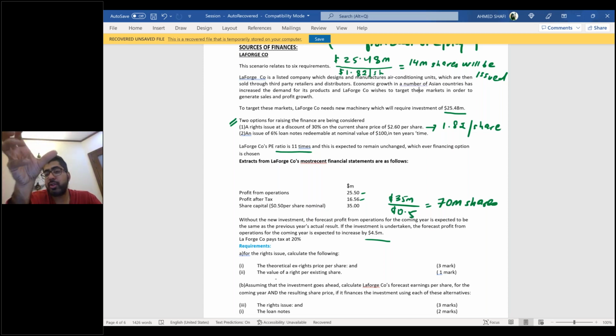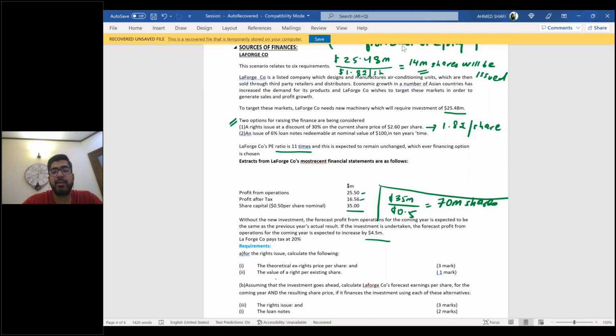Sometimes the ratio will be mentioned, 1 for 4, 1 for 5, sometimes it won't be mentioned. So you need to pick it on your own. Check how many shares the company currently has. The company has share capital of 35 million, 0.5 par value. The company currently has 70 million shares. And in the right issue, 14 million shares will be issued.